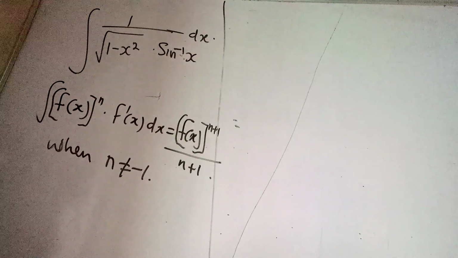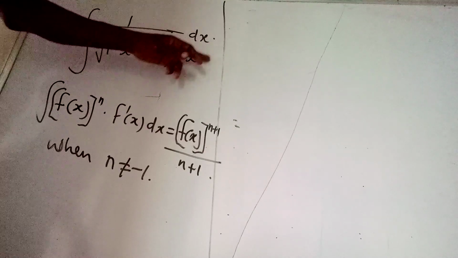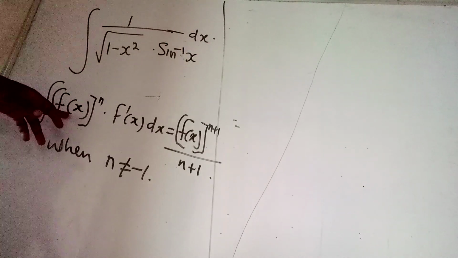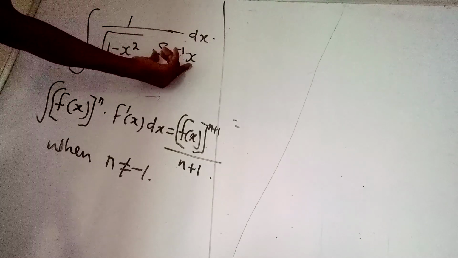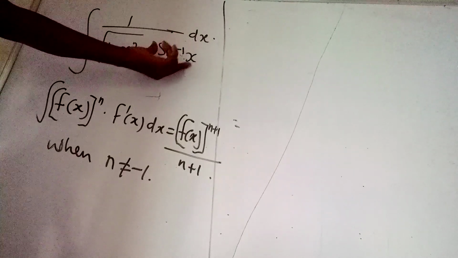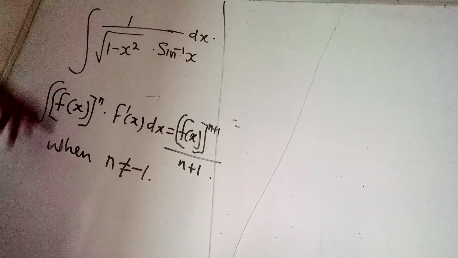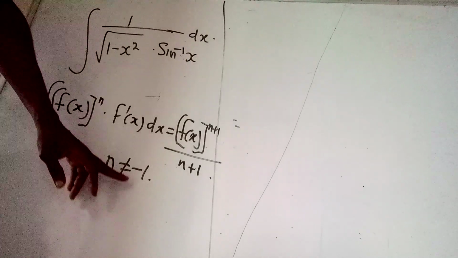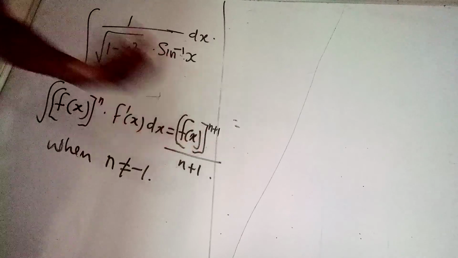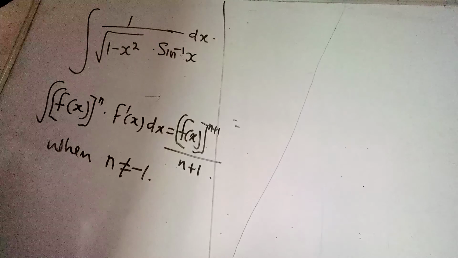But in this case, I realize that this one can be expressed as this, but the power will be negative 1. Why? Because it's 1 over this. And by the time I change it to index form, it will become inverse of sine x raised to power minus 1. So that is why I will not be able to use this. But when n is not minus 1, we can use this in this kind of a situation. Then what do we do next?